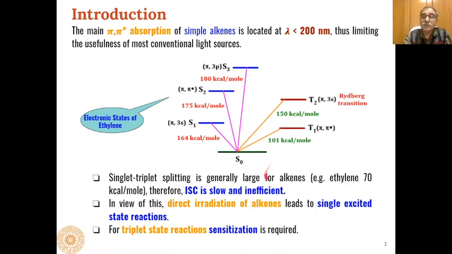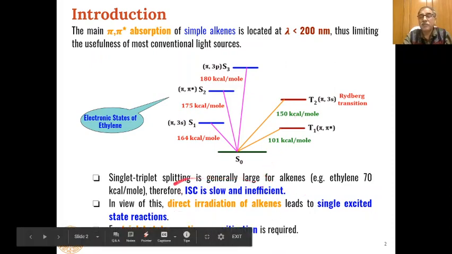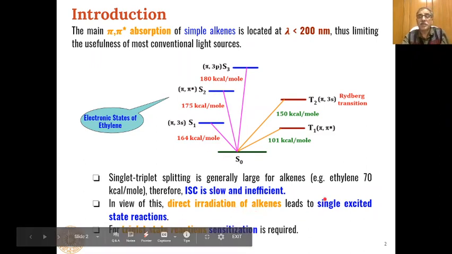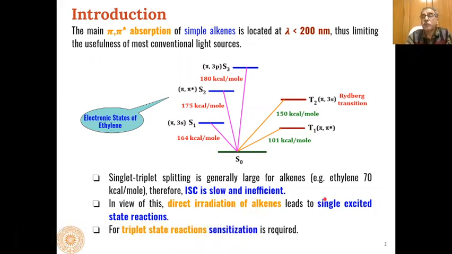Because of this, direct irradiation of alkenes generally gives products mainly through singlet excited state reactions. And for triplet state reactions, we require the use of a sensitizer which can sensitize the substrate alkene, so that it can be converted into a triplet state easily instead of by intersystem crossing.